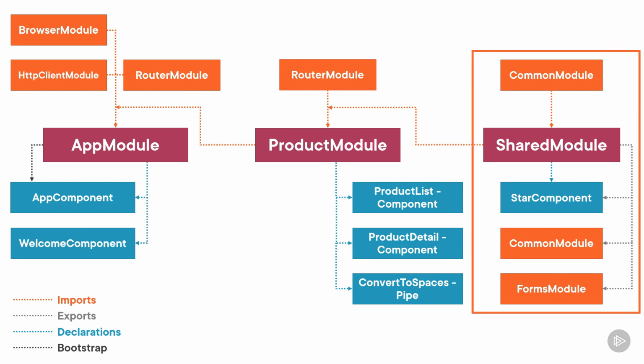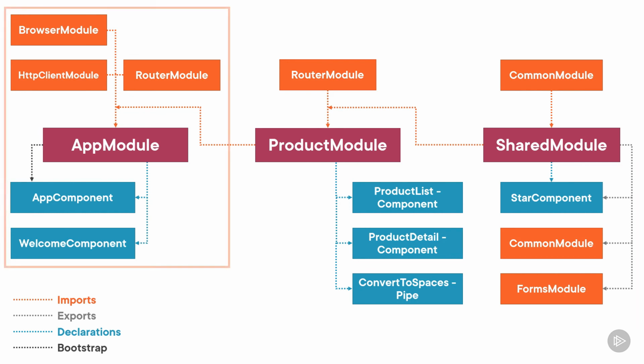We have our shared module that shares commonly used components, directives, and pipes with any module that imports it. Currently, we import it into the product module. As we build more feature modules, we'll import it into them as well. And we have our app module that orchestrates the application. Each feature module is added to the app module's imports array to extend the application with those features.